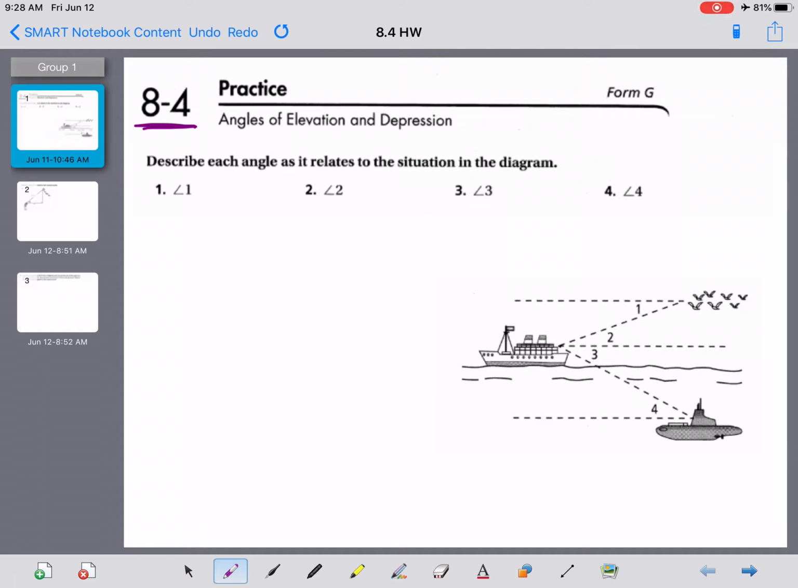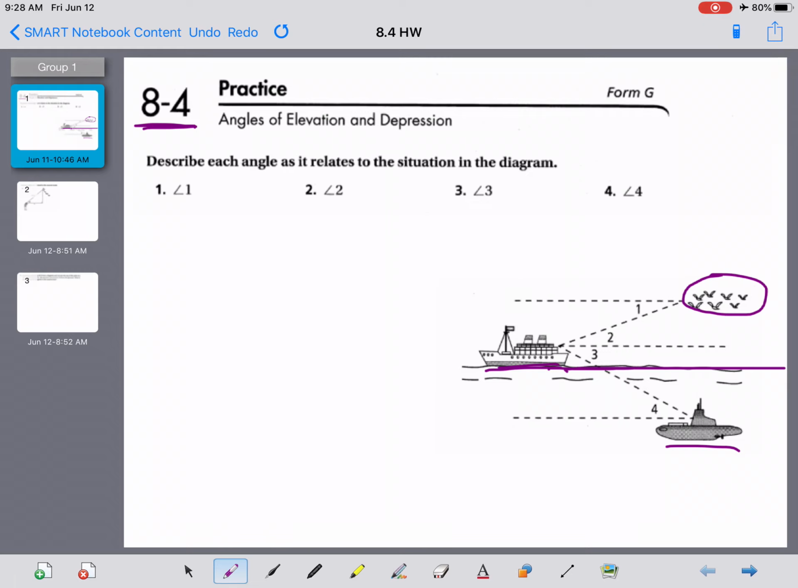The first 8 problems deal with this, and I thought I'd go ahead and do 1 through 4 with you and then let you guys try 5 through 8 on your own. We have a diagram right here. We've got a ship at sea, and then a flock of seagulls up here in the air above, and a submarine here located below. The important thing to remember is the water stays level, so that's your vantage point. And we're supposed to describe each of the 4 angles as it relates to a situation in the diagram.